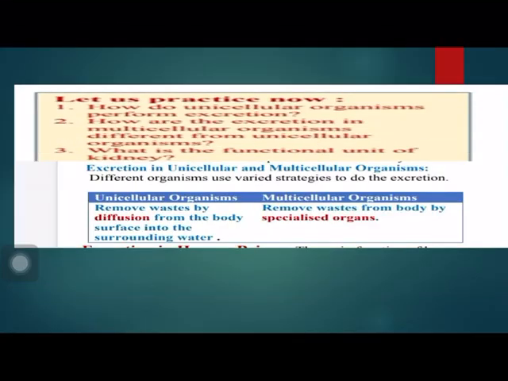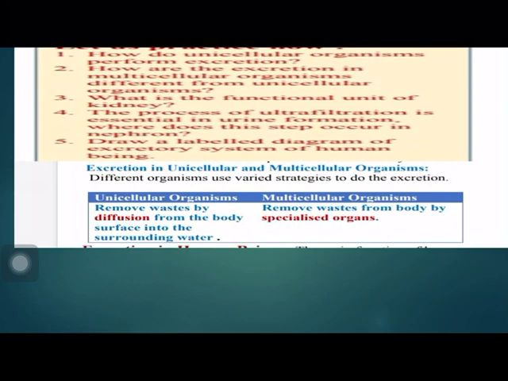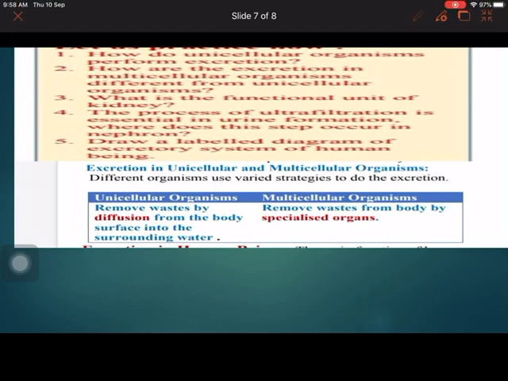Let's see the question answers. First question: how do unicellular organisms perform excretion? They perform excretion by the process of diffusion from their body surface into the surrounding water, because these unicellular organisms are all found in water. Second is the difference in how excretion takes place in unicellular and multicellular organisms. This is the difference, and this is your answer number 2.